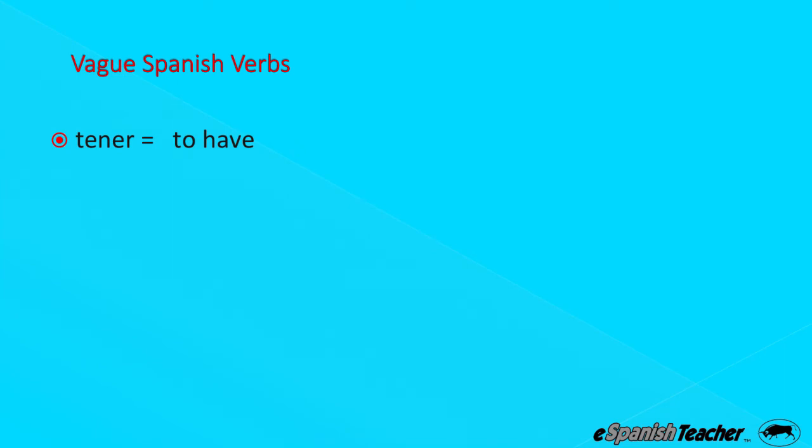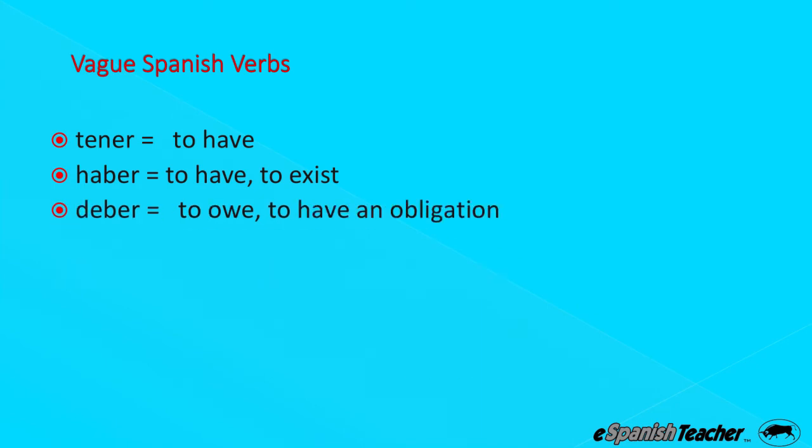The first vague Spanish verb is the verb to have. That's right. A lot of times we don't think of having something as being a verb. But when I say a statement like, I have a dog, or I have a car, that's actually using that subject, verb, object formula. Another example is the verb haber, which also means to have or to exist. Another example is deber, to owe or to have an obligation to do something.